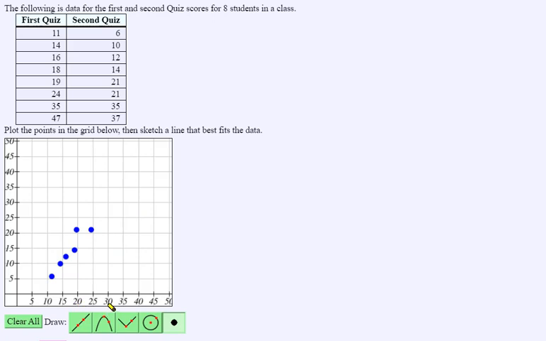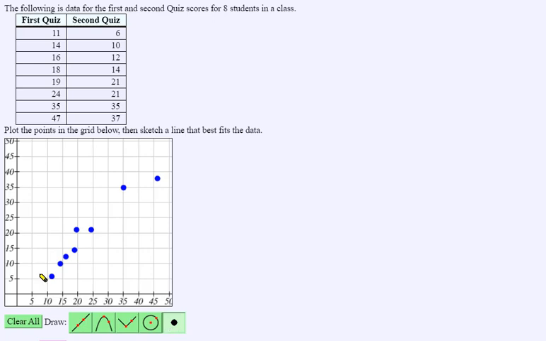The next one I need to go to the right 35 and up 35. For the last one, I need to go to the right 47 and up 37. So there are my dots.